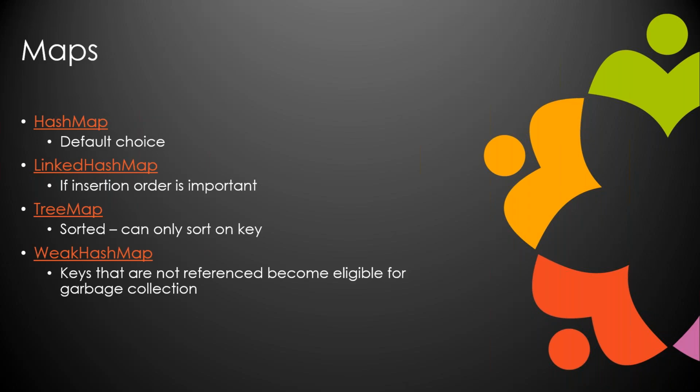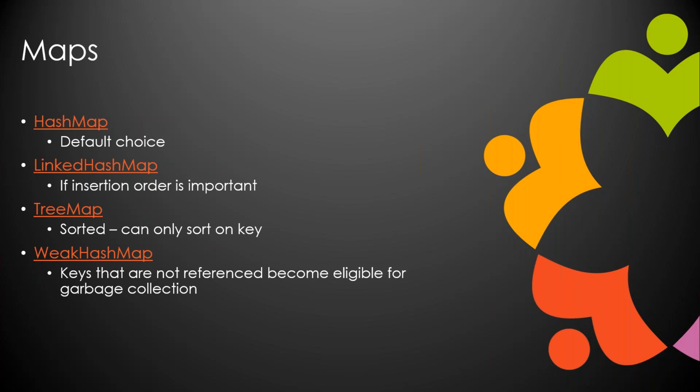Maps are then the other type that we would deal with. HashMap, again, the default choice. LinkedHashMap, like the linked list, gets insertion order. So if you're particularly interested in the insertion order and iterating over everything in order, then the LinkedHashMap is the best one for that. TreeMap, again, like the tree set, is sorted, but bear in mind that it can only sort on the key. You cannot sort a tree map based upon the values.